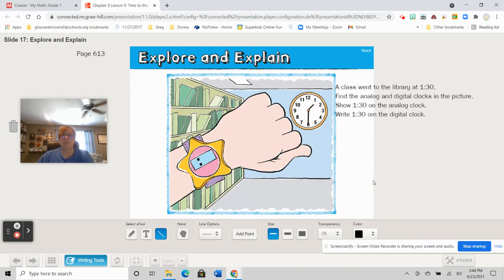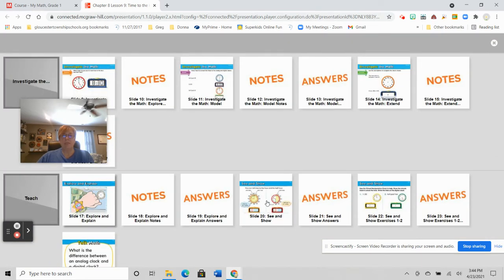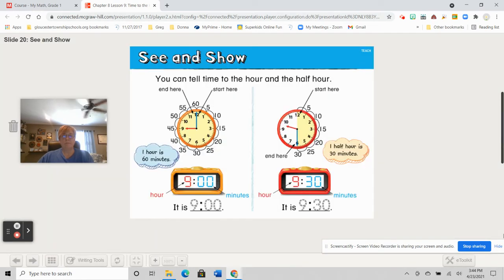Okay? So now, how are you going to show 1:30 on your digital clock? You're going to write a 1 because the hour goes there. And then you're going to put 30 minutes, 3 and 0. Okay? So that's how you show the time that the library starts. Okay, let's look at the see and show. You can tell time to the hour and half hour. Now, we've already talked about starting here, okay?